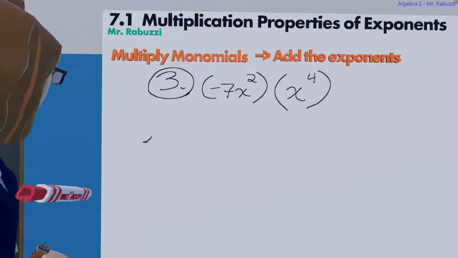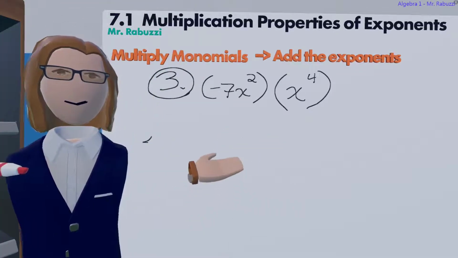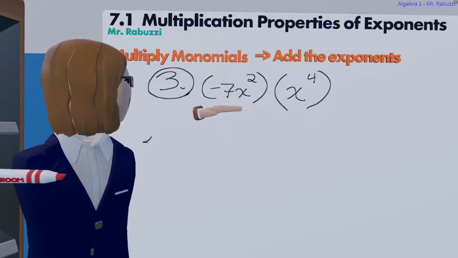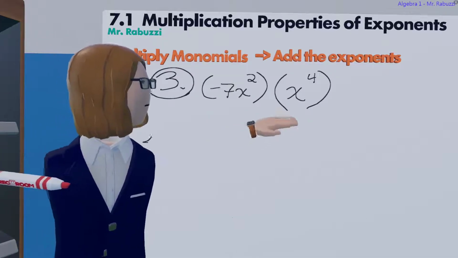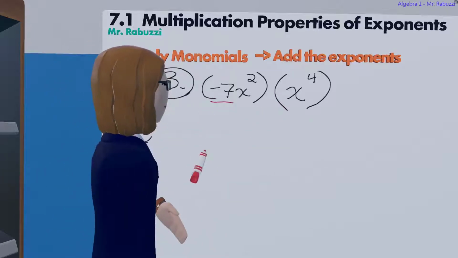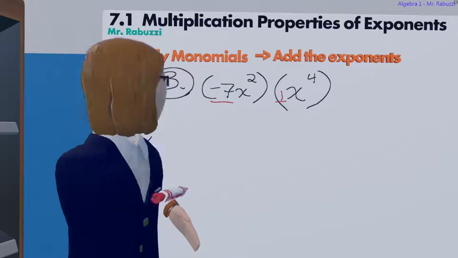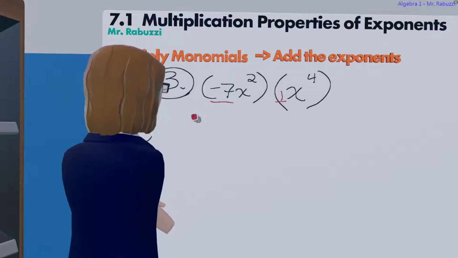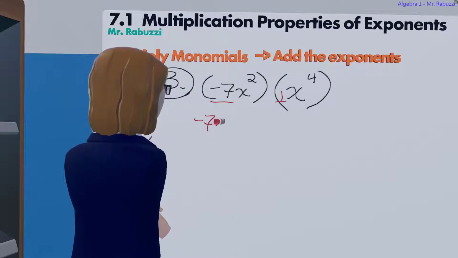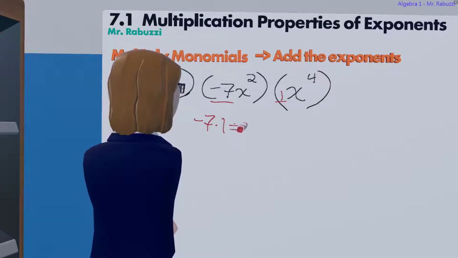So just like the last one, I want to start with my coefficients. This one has a coefficient negative 7, and this has nothing. So, okay, negative 7 and nothing. If there's no coefficient, it's 1. We know that, the invisible 1. So, negative 7 times 1 equals negative 7. Okay.